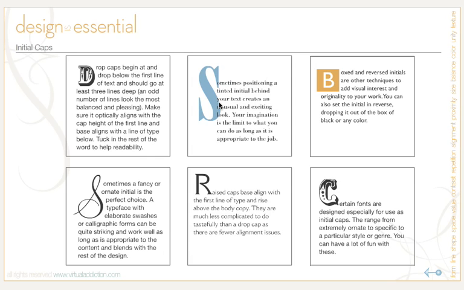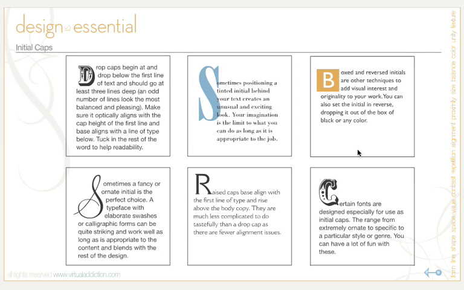Sometimes positioning a tinted initial letter behind your text creates an unusual and exciting look. Your imagination is the limit to what you can do as long as it's appropriate for the job. So this one actually comes out, but you can see by the tint and how the other text kind of comes on top of it, it still works and is very effective. Boxed and reversed initials are another technique to add visual interest and originality to your work.